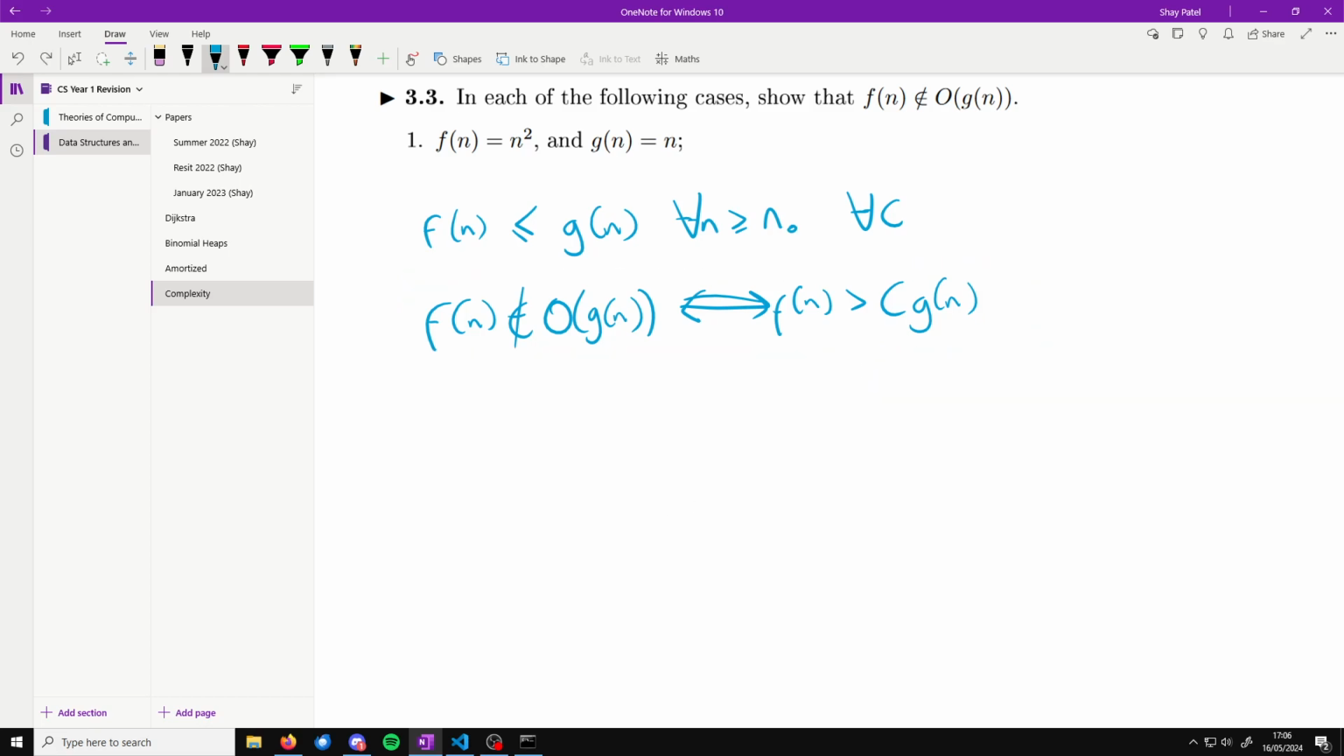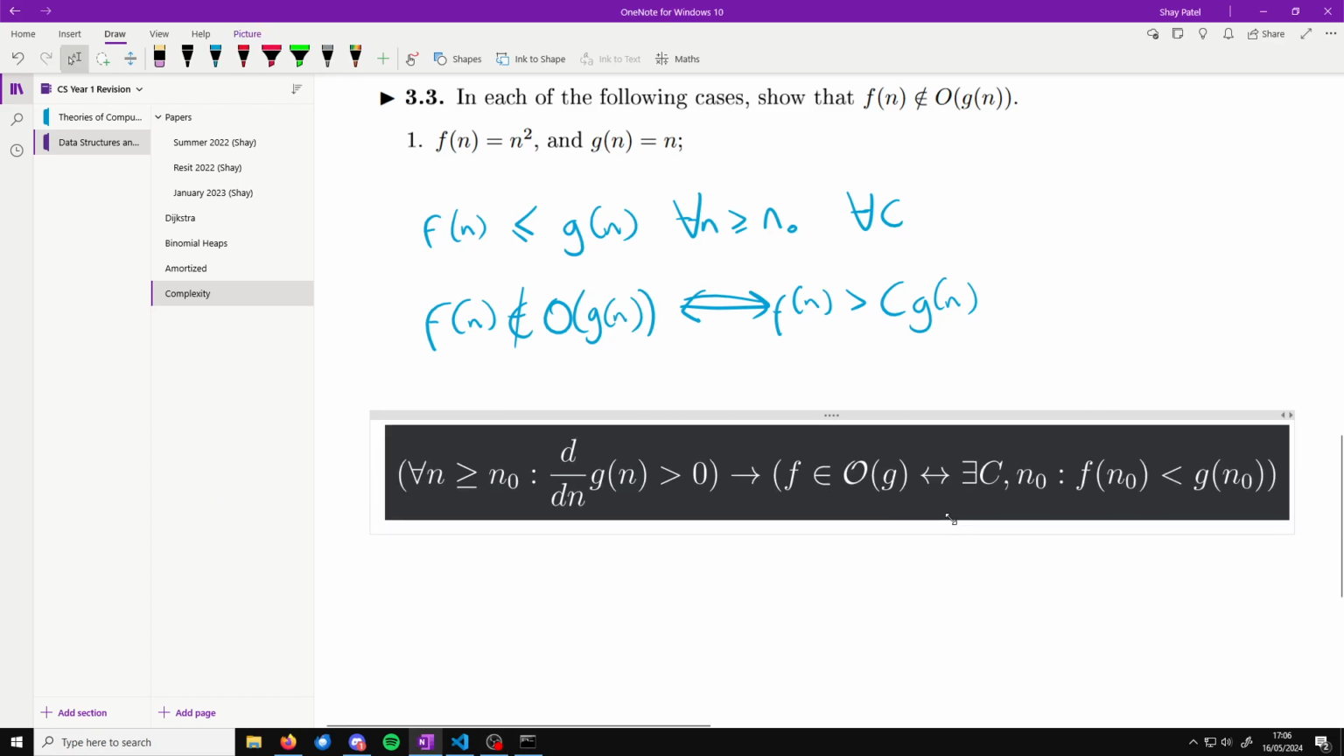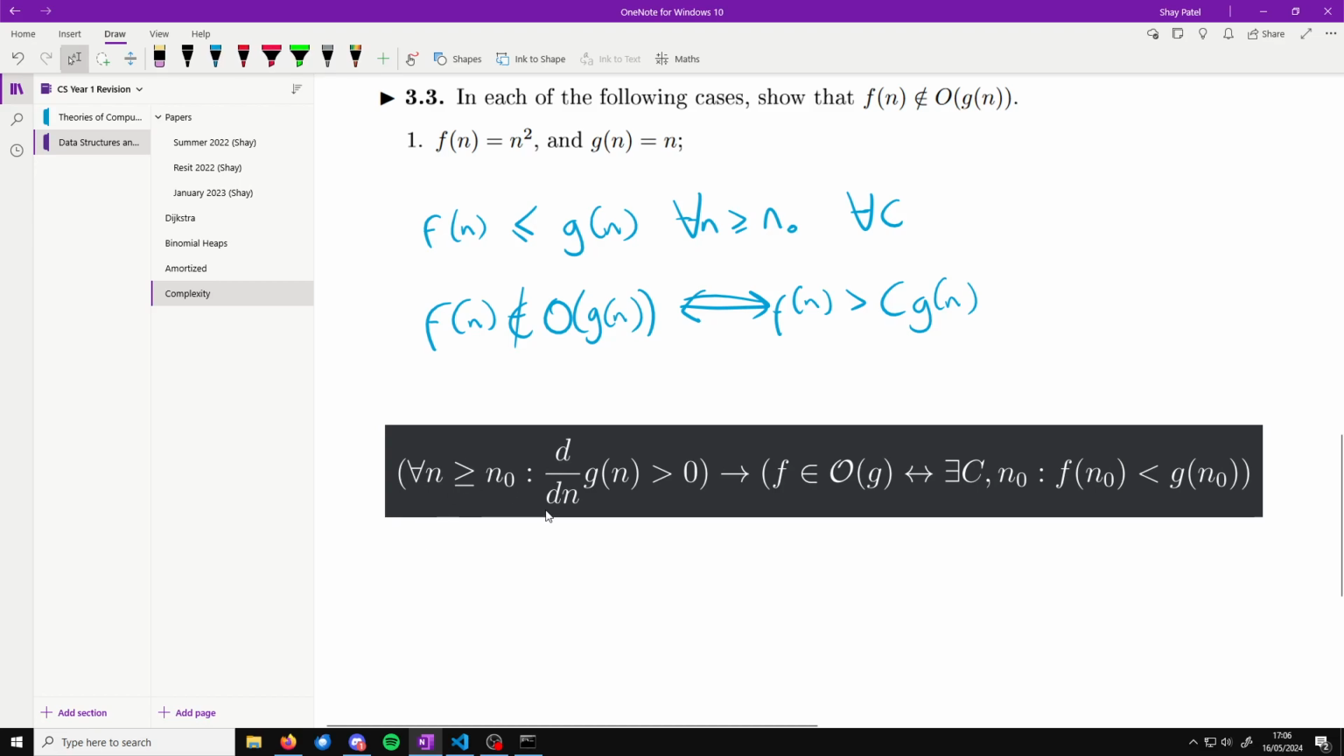Okay, let's look at this. Right, so credit to Hux. For all values of n greater than or equal to n0, the differential of this g of n function, so this n, is greater than 0, because we know 1 is greater than 0. This differentiated is just 1. So that tells us that this is a strictly increasing function. And so this implies that our function f is in O of g if and only if there exists a c and an n0 such that for all values f of n0, it's less than g of n0. Should this just be n?